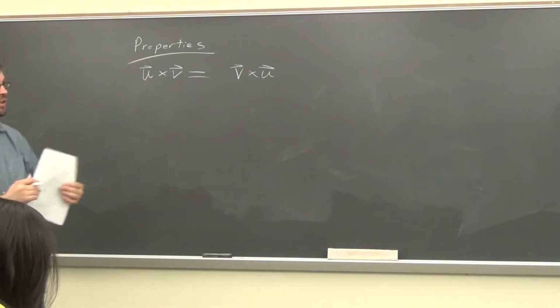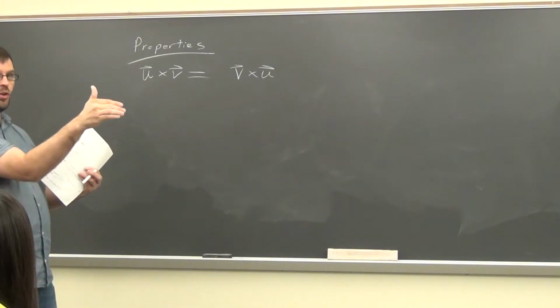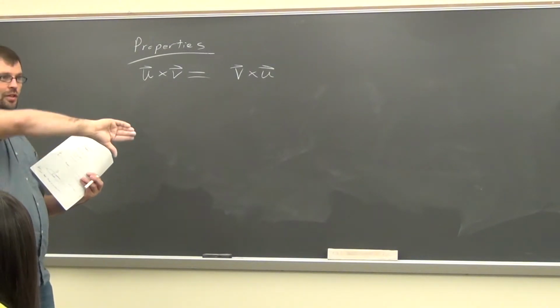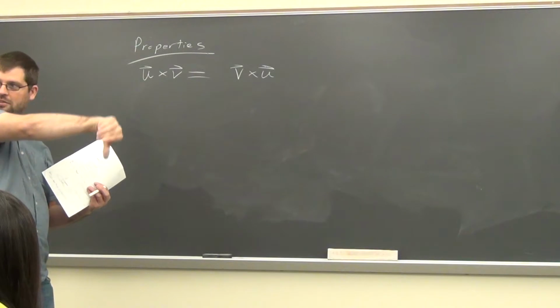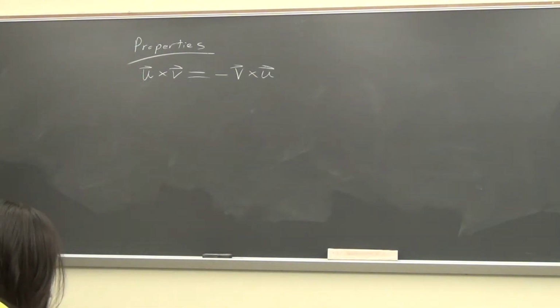So just think about what we said. U cross V. So if I go through U and then V, I stick up. But if I went through V and then U, I'd stick down. And so it should just be the negative of that vector, right? Just point in the opposite direction.